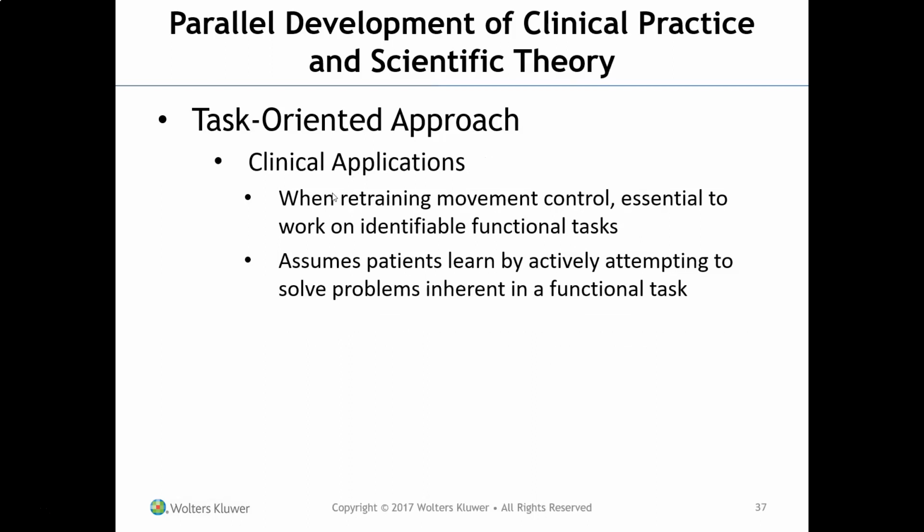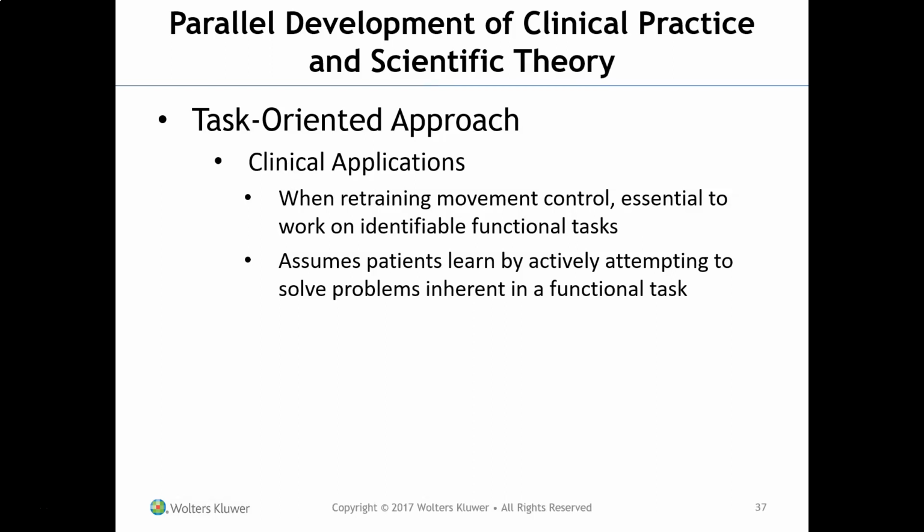The clinical applications of the task-oriented approach is when retraining movement, essential to work on identifiable functional tasks. Assumes patients learn by actively attempting to solve problems inherent to a functional task. So you don't spill it out for them, you let them work through these problems as well. You actively attempt to solve the problems in that function. So this is a great approach, and you don't realize that you're probably using this approach, but now you'll know.